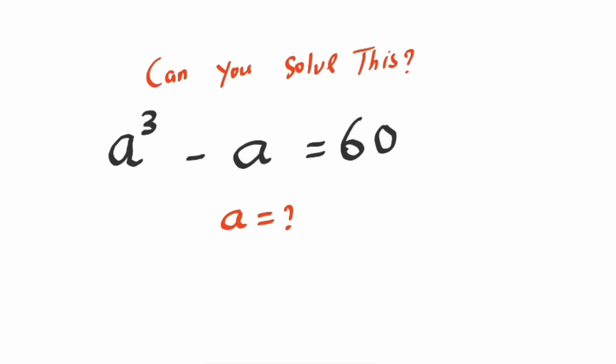Hi everyone, welcome back. In this video, we will solve this problem step by step and learn a simple method to find the value of a from this beautiful math exponential problem. A raised to power 3 minus a is equal to 60.